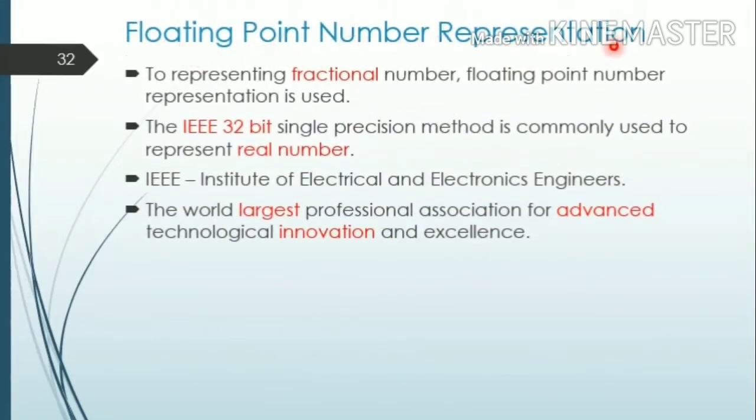Floating point number representation. To represent fractional numbers, floating point number representation is used. It means that if we write, suppose, 263.3, this is called a fractional number, because it comes in decimal. Now the IEEE 32-bit single precision method is commonly used to represent real numbers. Real numbers always come in decimals.